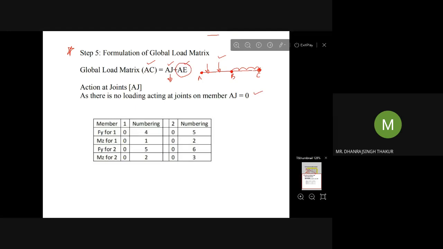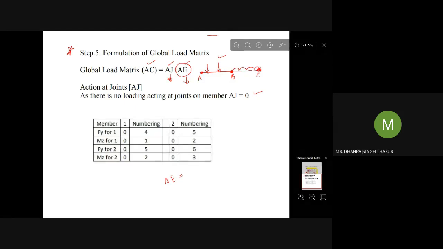Okay, so now the AE matrix, try and understand the meaning of AE. AE means equivalent. So equivalent joint load matrix due to the load on the member. Okay, AE means it is an equivalent joint load matrix due to the load on the member.